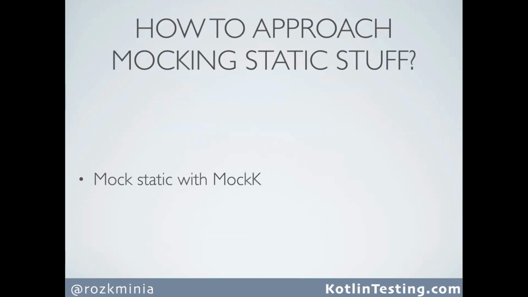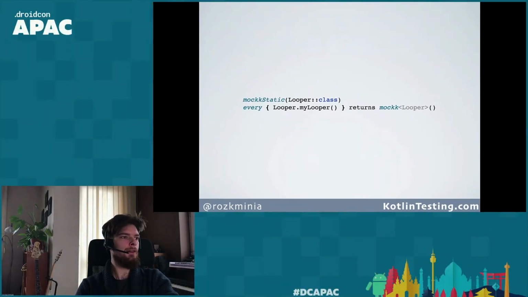And of course, for mocking static things, we have a library. Mock-K actually allows us to mock static things. For one of my pseudo integration tests for data binding, I used Mock-K to mock Android looper. And that's possible. Should you do that? Probably not, but it's a way you could hack some things.